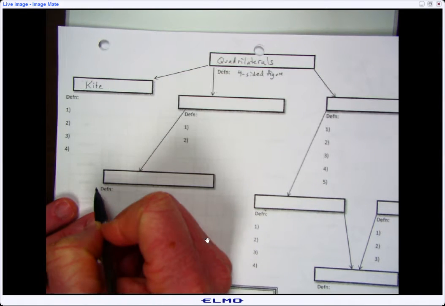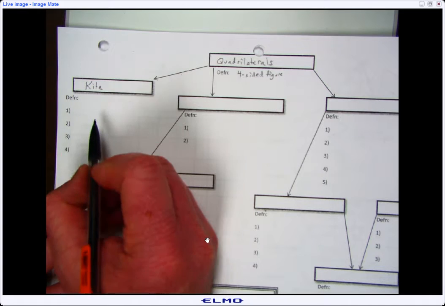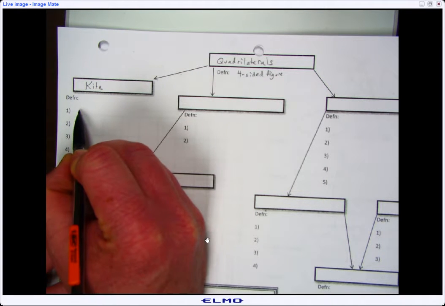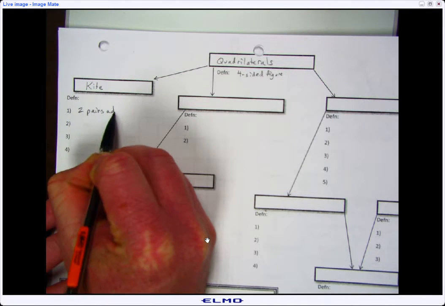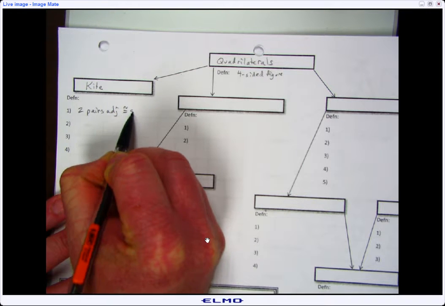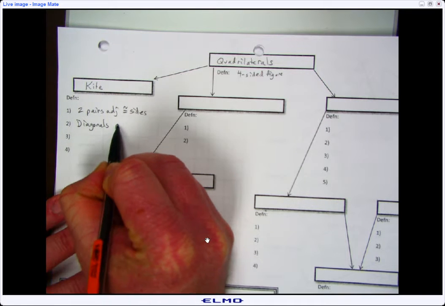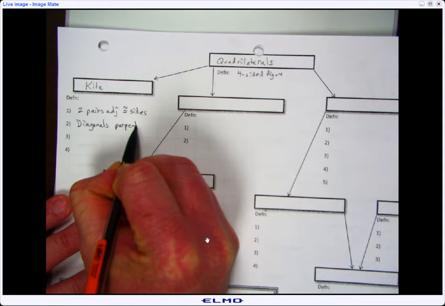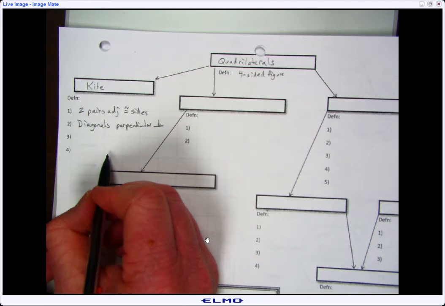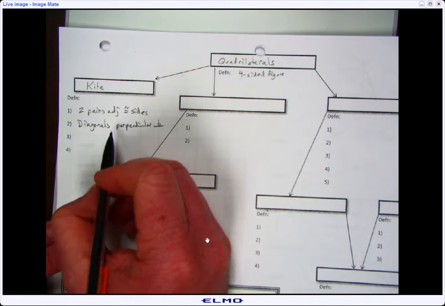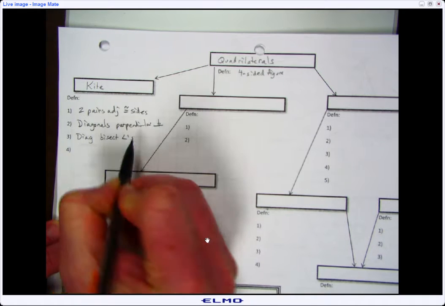Okay, and then within that, we had a couple special ones we made the pictures of yesterday. So you have a kite, and the key characteristics: two adjacent sides congruent. Diagonals are perpendicular. If you don't want to write perpendicular, use your symbol. Diagonals bisect angles. We won't use this one very much, but every once in a while that may be a characteristic.